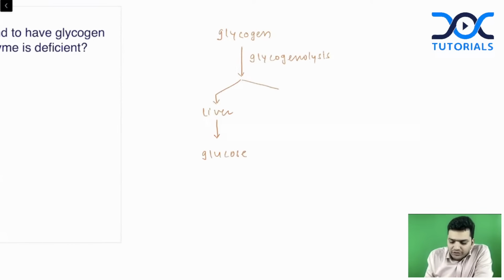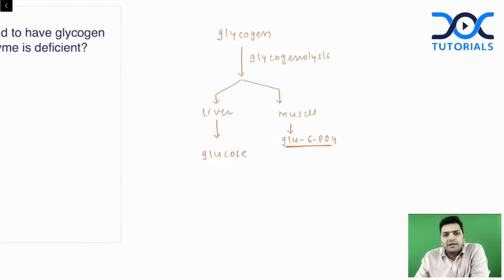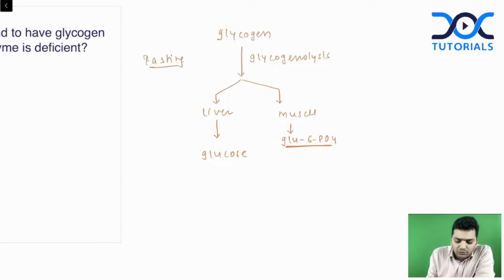Whereas if the glycogen is cut down in the muscles, the last product that we are going to get is actually glucose 6-phosphate. In the muscles, we can't convert the glucose 6-phosphate into glucose, because the muscles don't have the enzyme glucose 6-phosphatase. So when we are in the fasting state, the glycogen is supposed to be cut down like this.